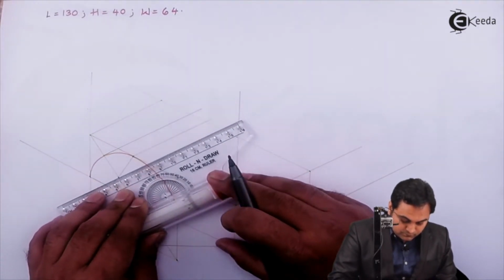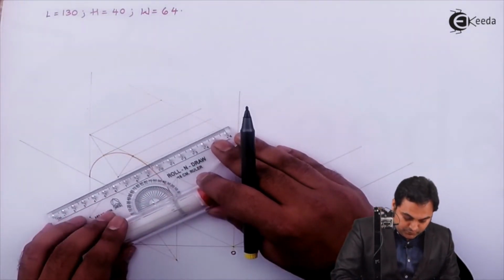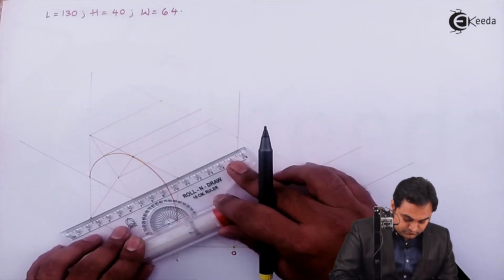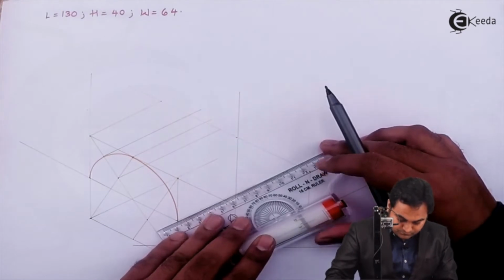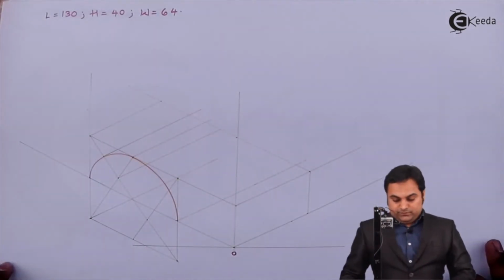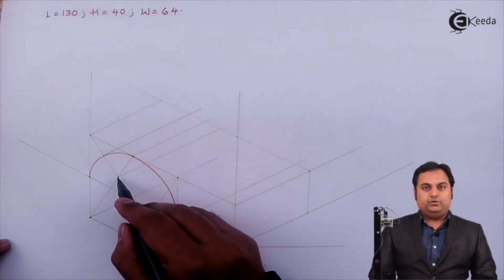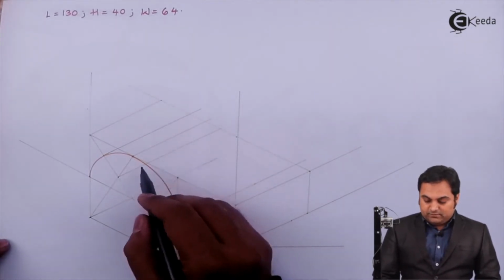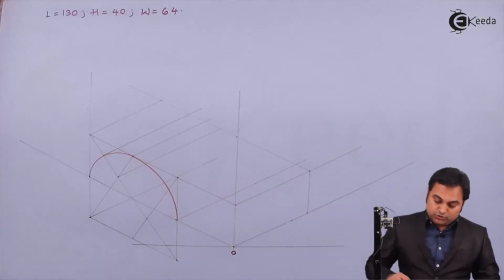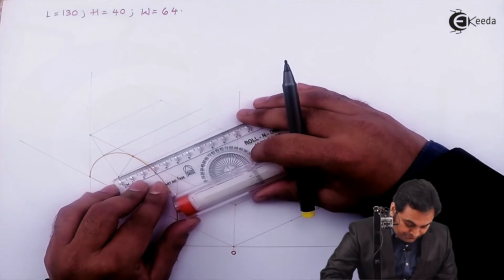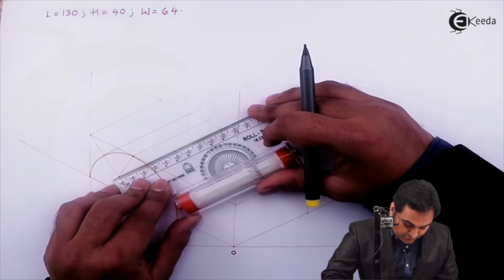Then this center will also be projected back, and this point. Now, in order to draw the semicircle, first the center which I had used, it will be shifted back by a distance of 64 mm because that is the width of this portion. So this center, I am taking it back by 64 mm.